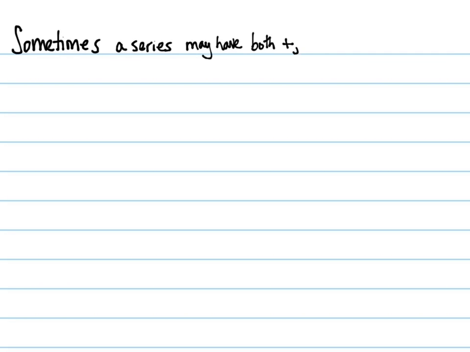All right, so I'd like to maybe develop a little bit of where we're going next and why this is happening with a little bit of a setup. So sometimes a series may have both positive and negative terms, but it doesn't alternate.